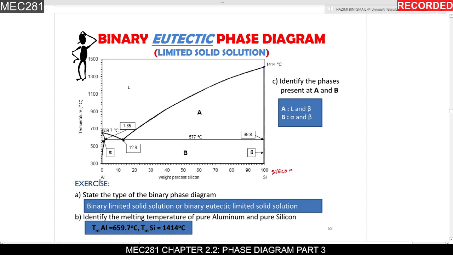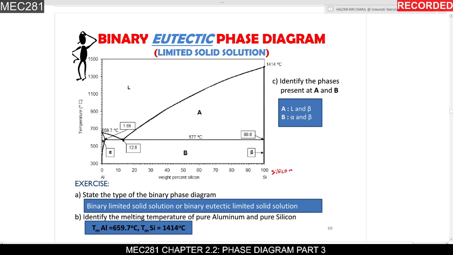Okay. So aluminum here and the silicon here. So we still have limited solid solution because we have the region of the alpha here. So let's get to the question A.